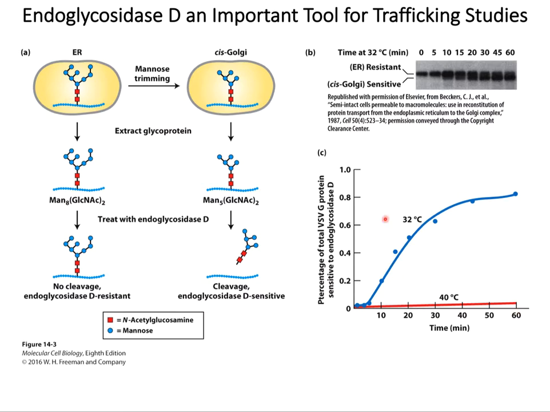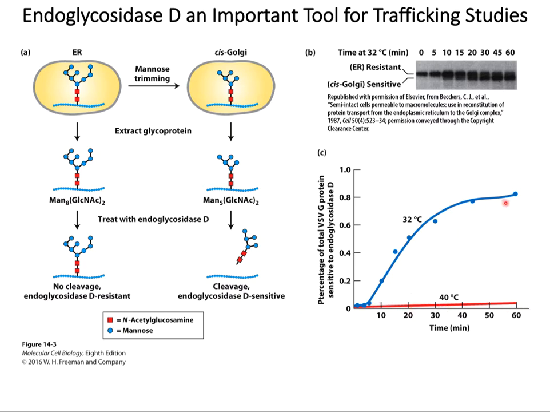Panel C shows the percentage of the endo-D sensitive VSV protein over time derived from this electrophoretic data above. You just scan and quantify the bands on the autoradiograph and plot it. At 40 degrees Celsius, you can see there is almost no increase in the endo-H sensitive protein, as the misfolded protein at this non-permissive temperature remained in the ER.